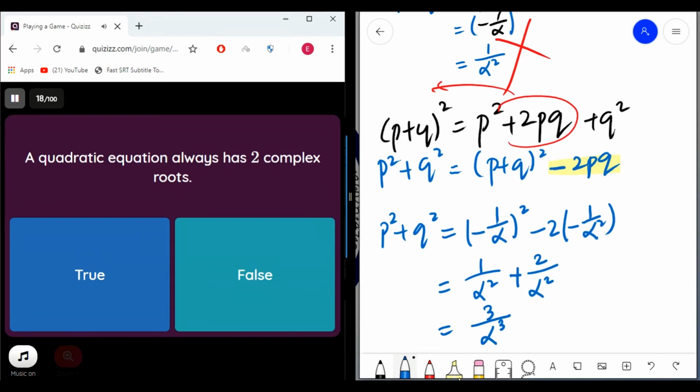Number 18. A quadratic equation always has 2 complex roots. No lah, it can have no roots if b squared minus 4ac is smaller than 0. Right? Wrong! If you look at the question, it never says 2 real roots. It says 2 complex roots.